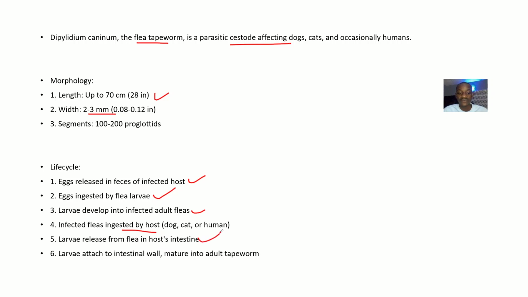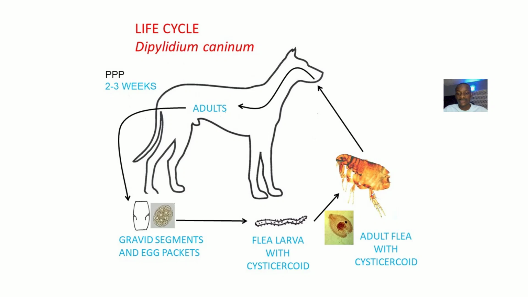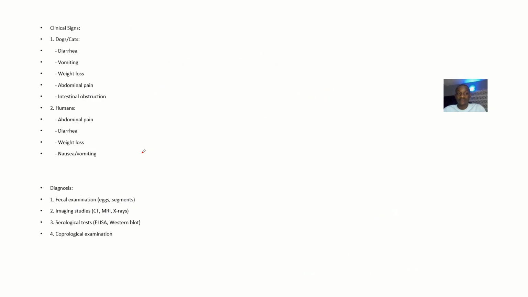Larvae will be released from the fleas' bodies into what? The host body now. So larvae will attach to the intestine and mature into adult tapeworms. Later they are passed out in feces, and that's how the cycle continues. All right. So you can see this is the adult flea. Okay, sorry, from the feces it comes out, the flea starts growing and becomes an adult flea. The dog can feed on it. It goes down again into feces, and the whole cycle continues again.